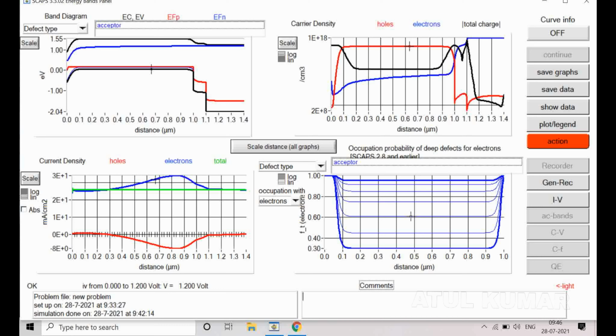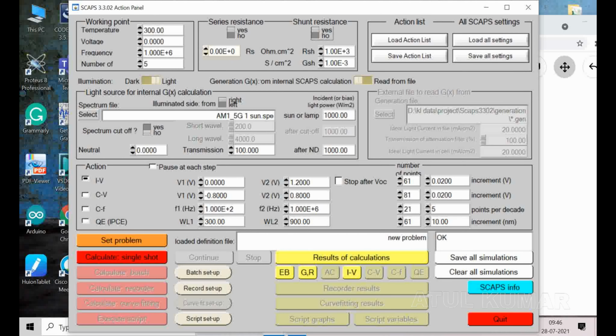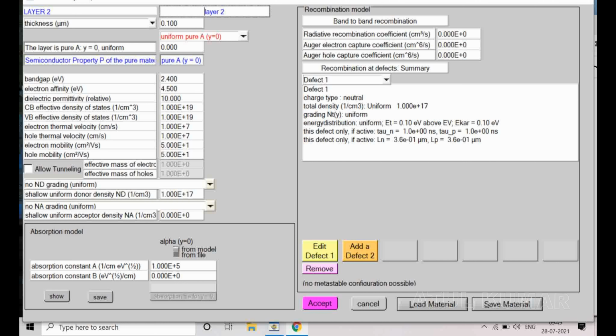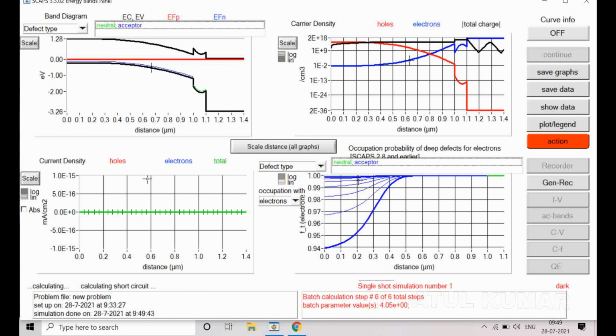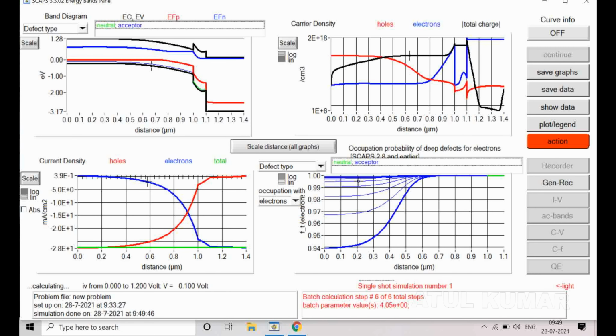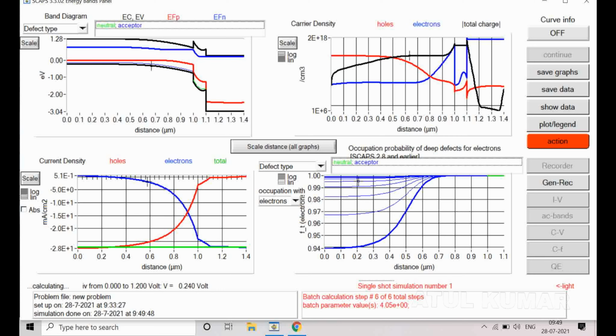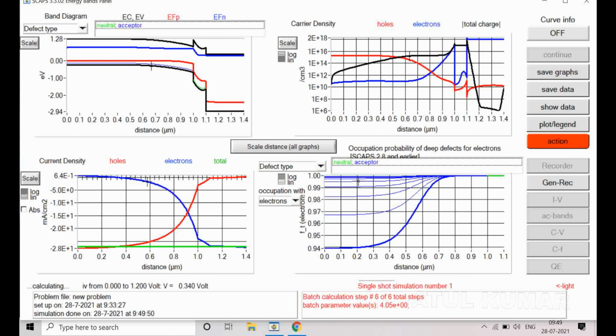What I will do here in this case is show you the effect of interface defect. That's why I have taken interface defect. So I will just clear all simulation and set the value of 4.1 itself. Okay, accept it. Okay, clear all, so that it will be prominently visible to you.